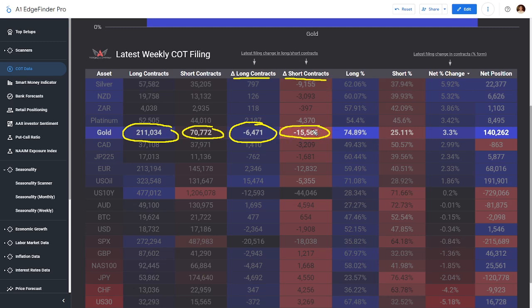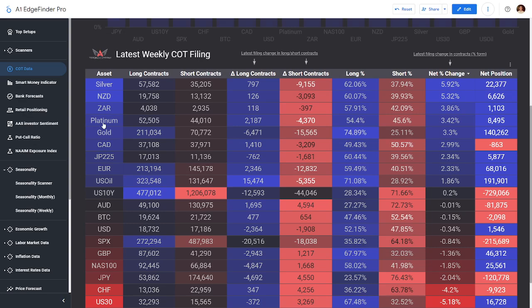Shorts closed big time, minus 15,565. That's a huge change. The net long percentage is just about 75 to 25, and the net change over this week, right, latest filing change, 3.3%. That's huge. So there was a huge bullish swing in gold, and this is to my surprise because I'm not necessarily a super bullish person on gold right now, but this changes my view a lot. When you see big money really moving into an asset like this, it's something to pay attention to.